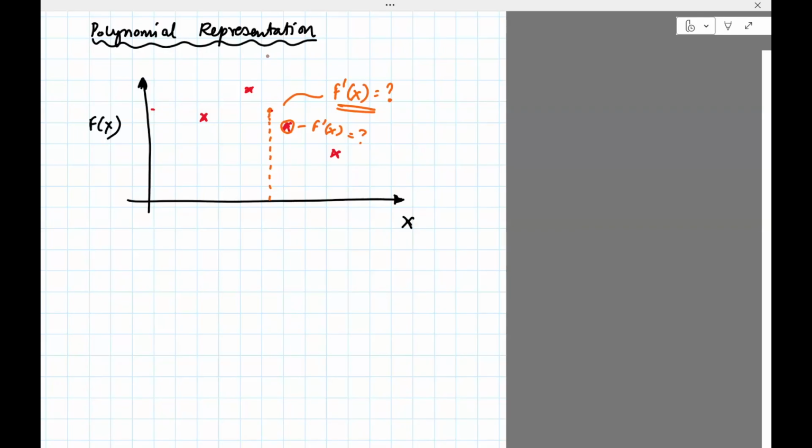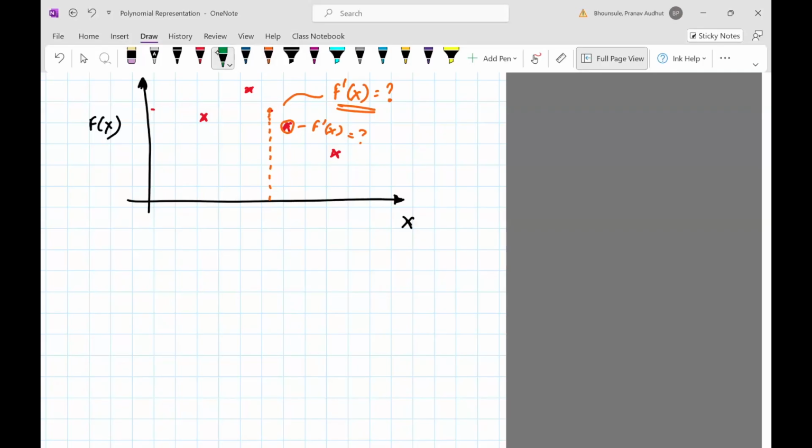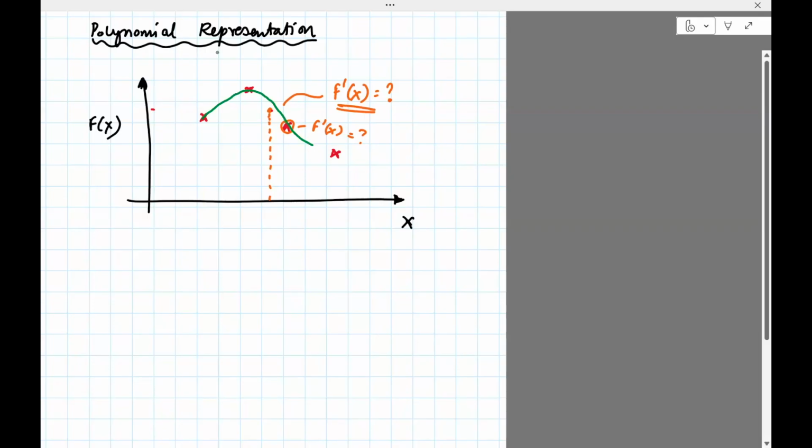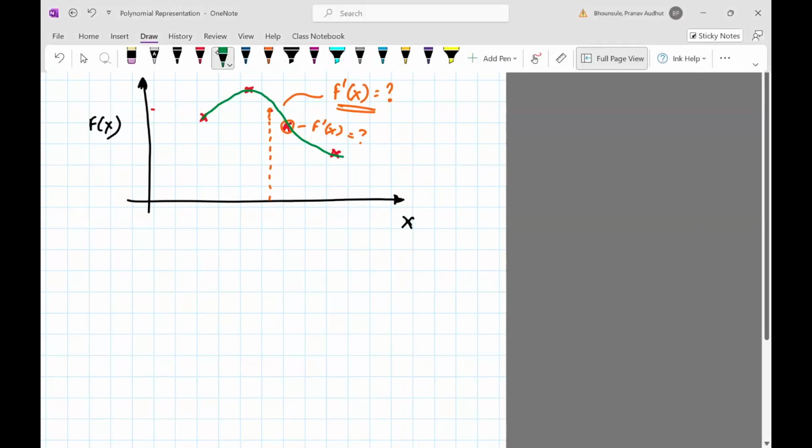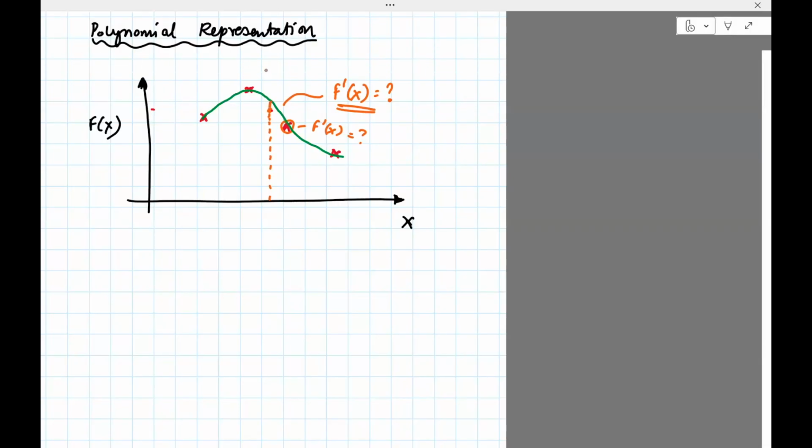So the idea here is, if you have data like this from an experiment, say, what you can do is you can fit a curve which passes through all these points, okay? And then if you know the curve, which you can do by curve fitting, then it's sort of easy to compute f dash x, because now you have an analytical formula for f of x as a function of x. And f dash x is just taking the derivative of that function and evaluating at a point. Okay, so that's the idea here.